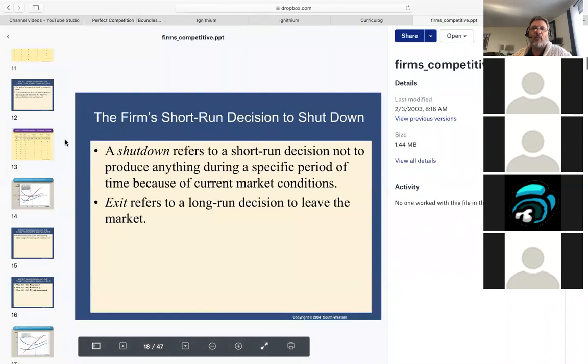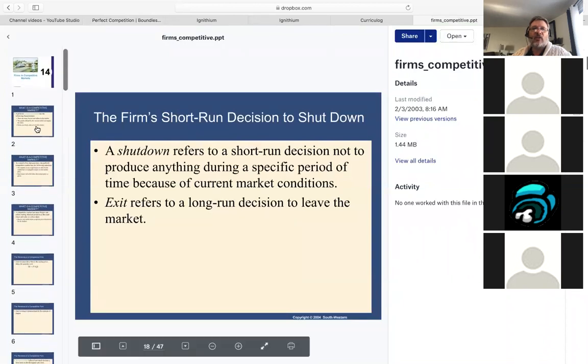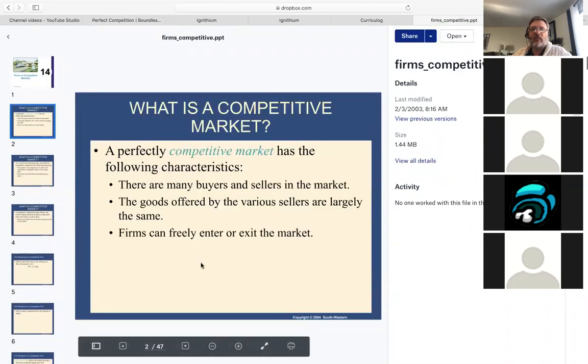So let's go back to our PowerPoint, and we'll start at the beginning, but we'll go through these things kind of quickly because we don't have tons of time to spend on it. So we're going to talk about a competitive market and the characteristics. There are lots of buyers and sellers, and they're offering goods that are substitutes for one another. They're largely similar. Now, the last one, this controls what's going on in the long run, and that is that firms can freely enter and exit the market.